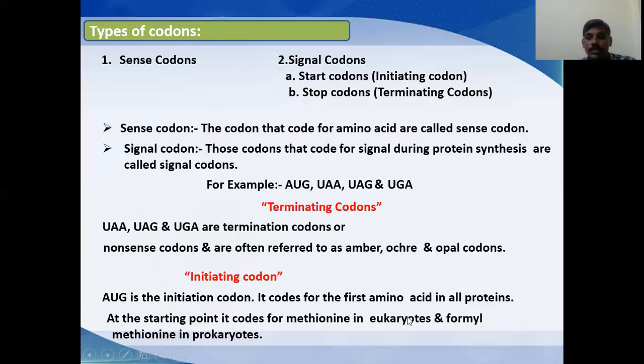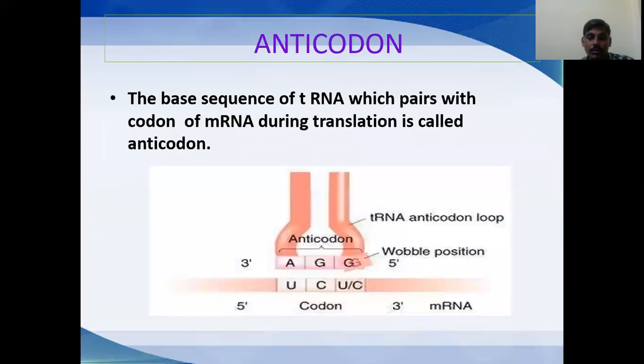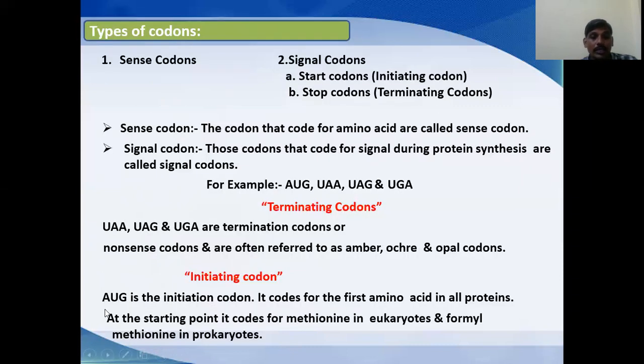It codes for the first amino acid in all proteins. During protein synthesis, whatever type of protein it is, a specific codon is required to initiate or begin the protein synthesis process, the translation process. It requires the codon AUG. This is the starting point. It codes for methionine in eukaryotes and formyl methionine in prokaryotes.